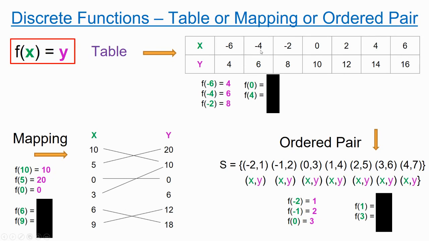What about if I input a -4? Well, if I input a -4, I get a 6. And what about if I input a -2? Well, f of -2 is 8. Okay, so once again, I'm going to pause to give you a chance to practice identifying the function notation for a table.